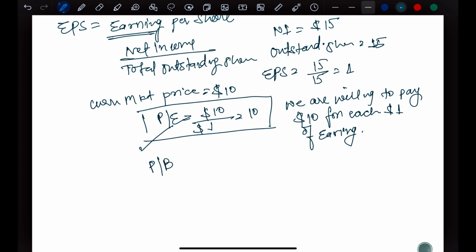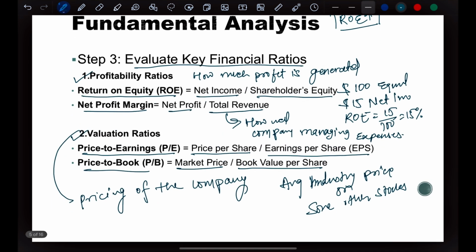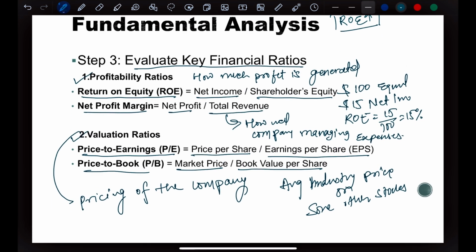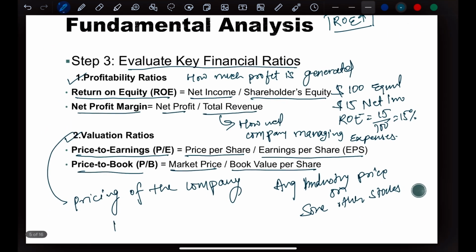Similarly, the price to book ratio is the same, but instead of using equity value, we use book value per share, which is the total assets minus total liabilities. So these were the two key valuation ratios that we need to look for before investing, and a benchmark is that the lower these ratios, the better it is.